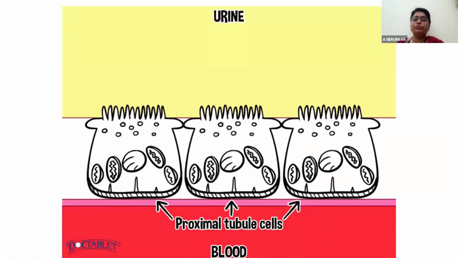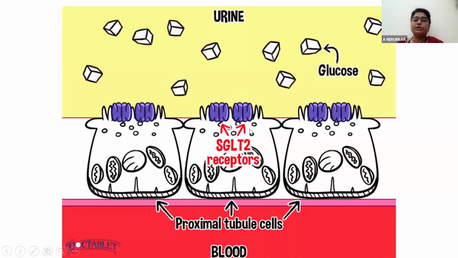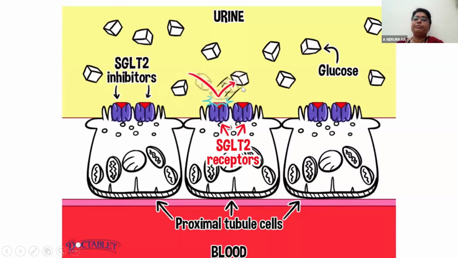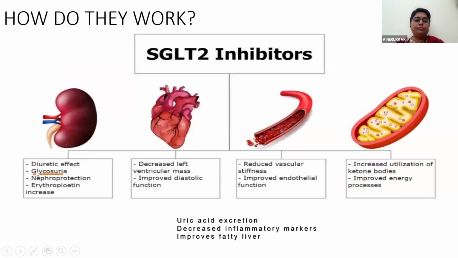So now, how do these SGLT2 inhibitors work? When these transporters are there, they are absorbing all of the glucose that has been filtered into the urine. But if we put inhibitors over here, the glucose is not allowed to get absorbed. It bounces back and is lost in the urine along with sodium. So by causing a glycosuria, it reduces the glucose levels in the blood. Along with sodium loss, it creates a diuretic effect.